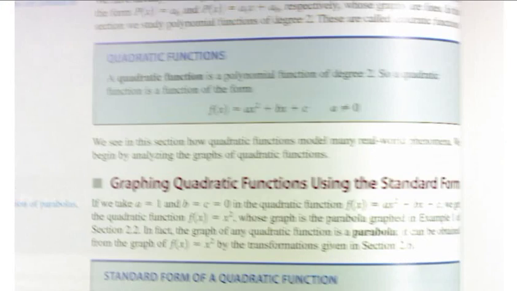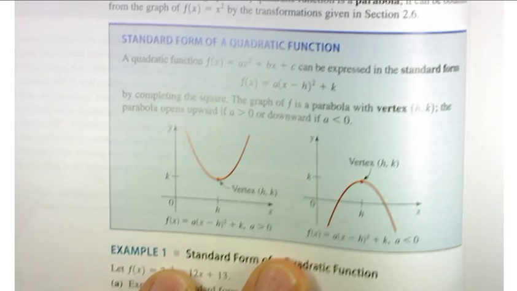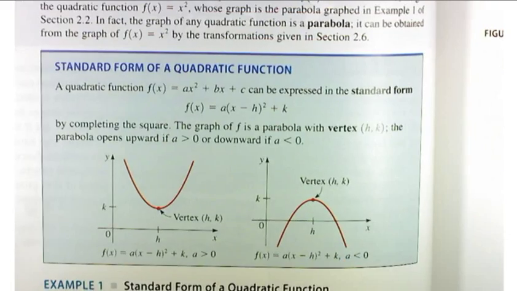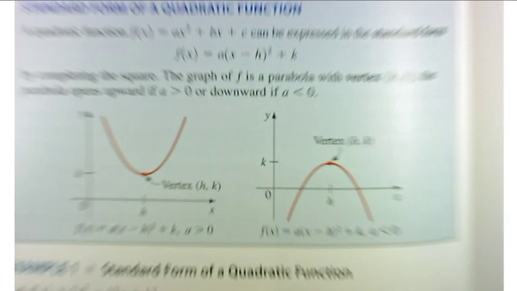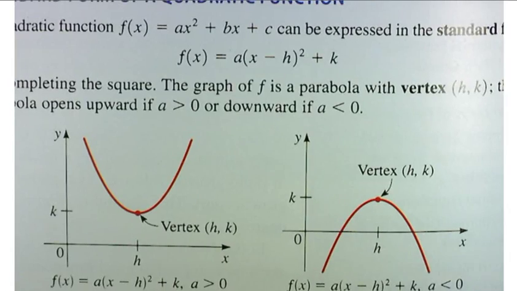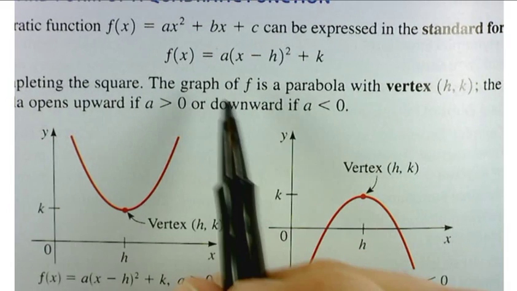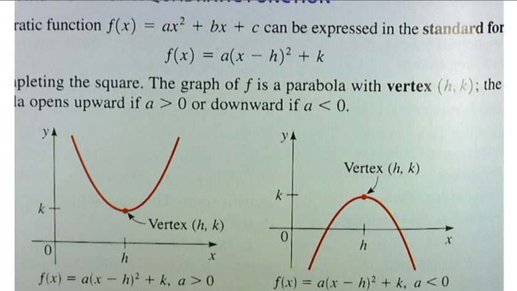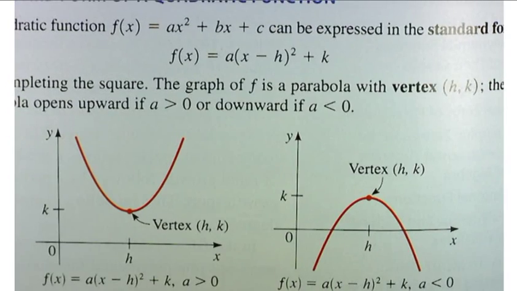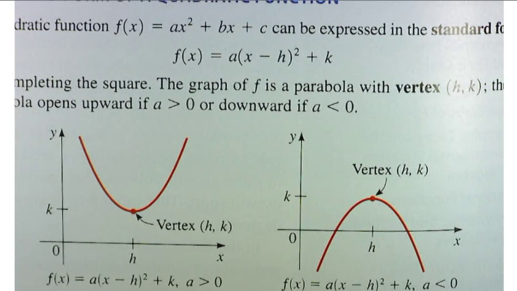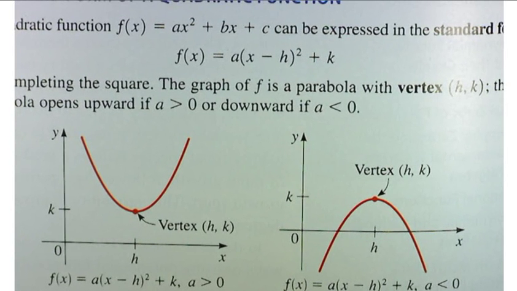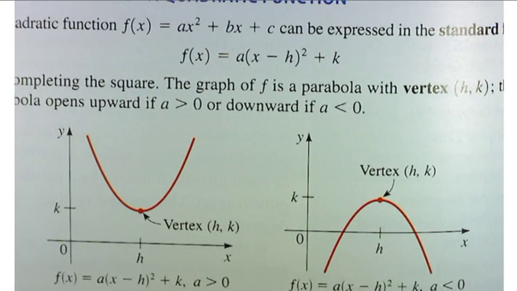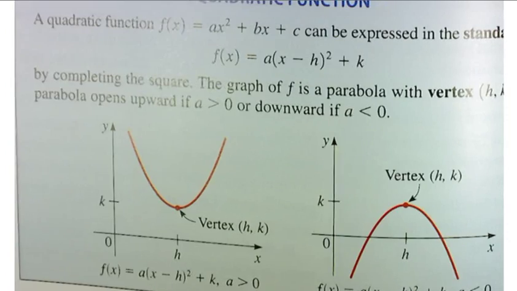So what's standard form? Standard form of a quadratic function is on page 246. We're going to try and write our quadratic function not as ax squared plus bx plus c, but rather as a times (x minus h) squared plus k. The advantage of that is you can literally see the vertex when you're looking at the form of the equation. So you don't have to graph it at all. You'll just be able to look at it and tell what the vertex will be.